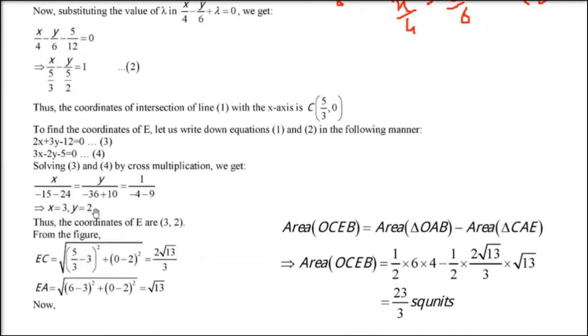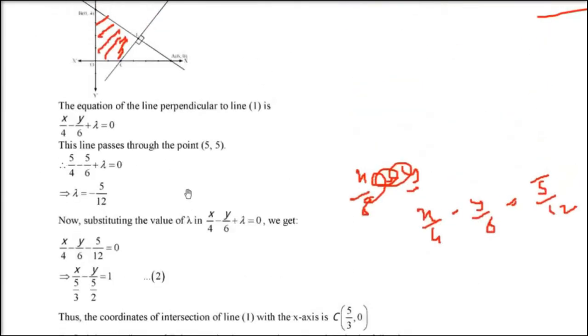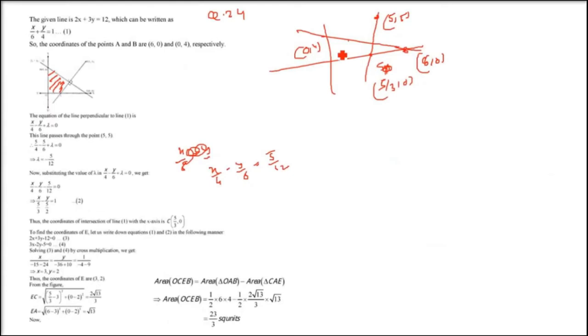Now, area. If you see, this E is known. This is (3, 2). Let me write it here, (3, 2). So this is the point. Actually, all the intersecting points are known now. So now we are taking the bigger triangle. This is the bigger triangle.